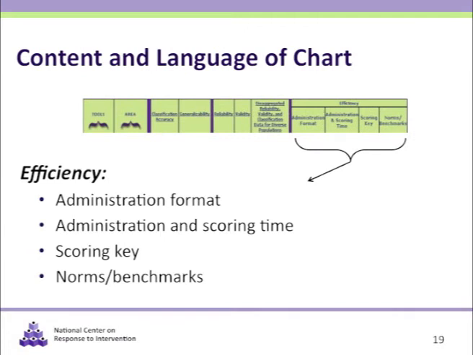The last 4 columns of the chart offer information about the efficiency for each screening tool. This includes the administration format, or whether the tool is designed to be administered for an individual, a group, or both. The administration and scoring time, or how long it takes to administer and score the tool. The scoring key, if a scoring key is provided. If not, is it scored by a computer? And norms and benchmarks. Are there benchmarks or norms available for reference?